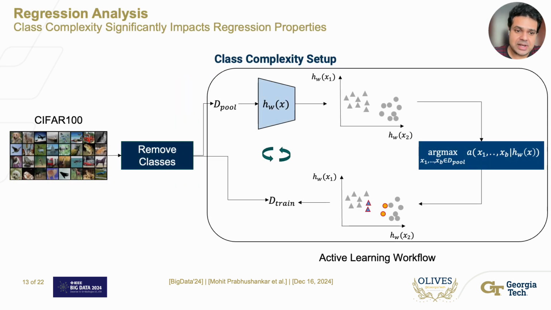Let's start with the analysis of class complexity. In this setting, let's say I'm using the CIFAR 100 dataset. Class complexity analysis essentially means that, based on different numbers of classes, we are constructing an active learning workflow. On CIFAR 100, which has about 100 different classes, we start removing some classes, so it becomes lesser and lesser. And we'll go through the same active learning setup that we had done before.